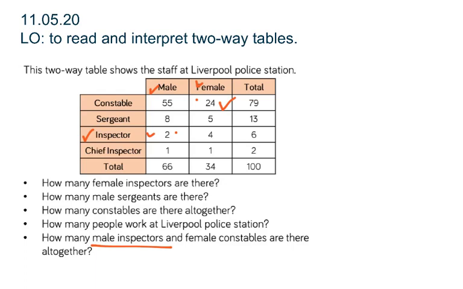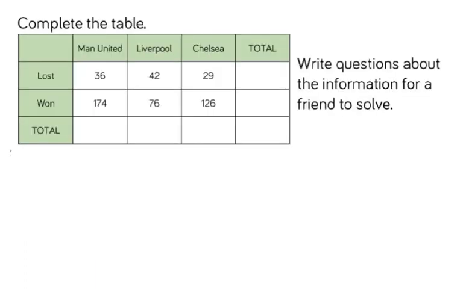Now, I've put an example here for you to have a go at. Essentially, we've got to complete the table. We've got Man United, Liverpool, and Chelsea. I haven't had any hand in putting this table together because I would not have had Chelsea in there. No way. Spurs would have been in there, obviously. Definitely not Chelsea.